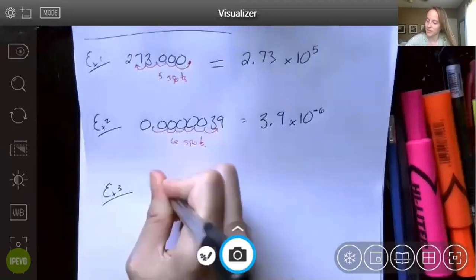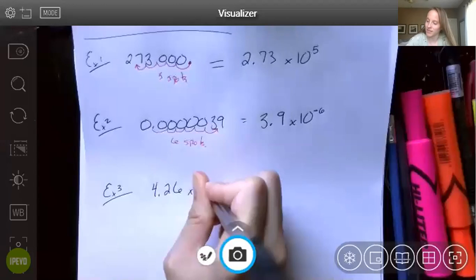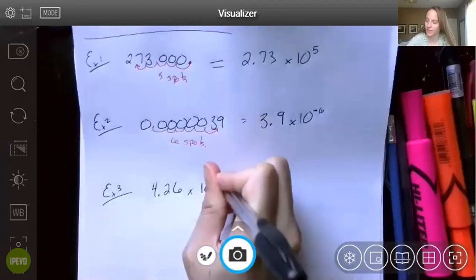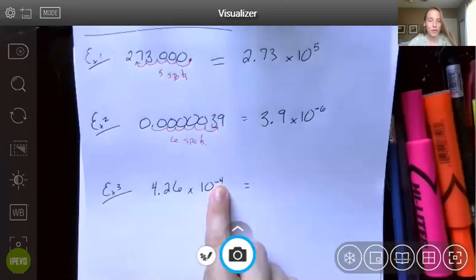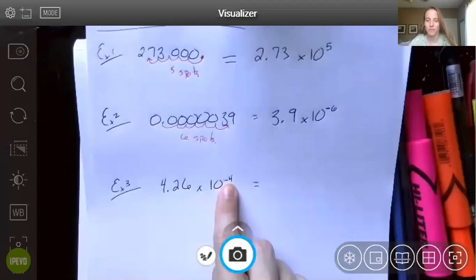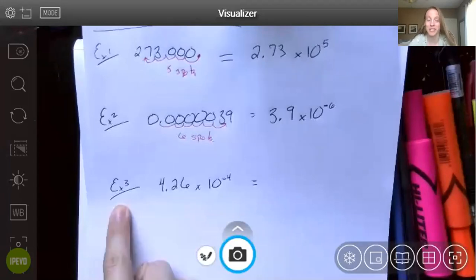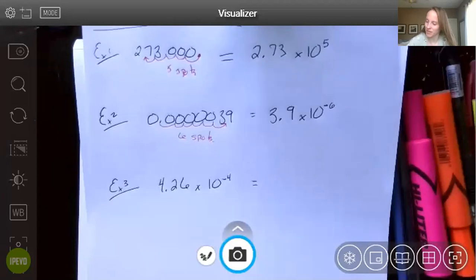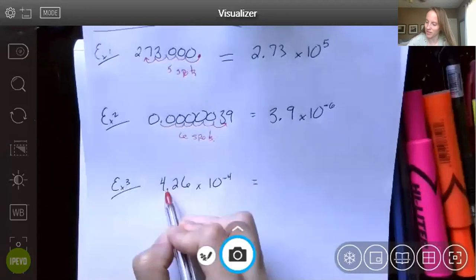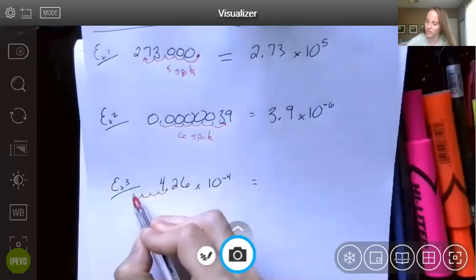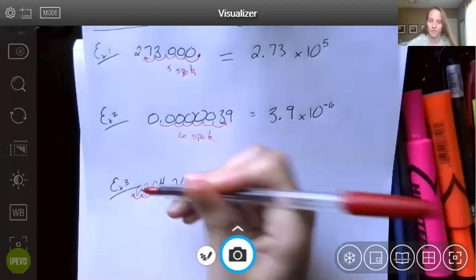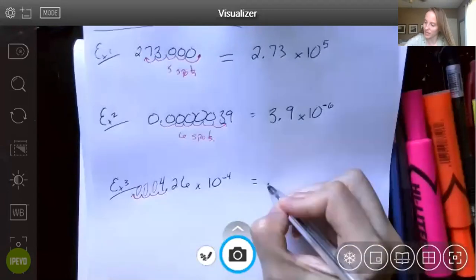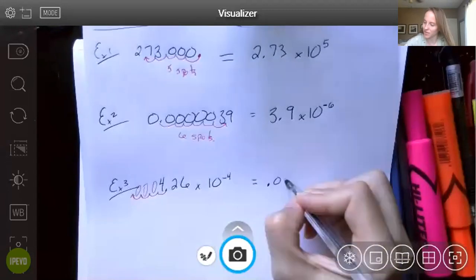So 4.26 times 10 to the negative 4. This 4 tells me I have to move this decimal 4 spots. The negative tells me that I need to move 4 spots to the left, towards where negative would be on a number line. So I'm going to take that decimal, move it 1, 2, 3, 4 spots, and each one of those empty divots I fill with a 0. So my answer would be 0.000426.